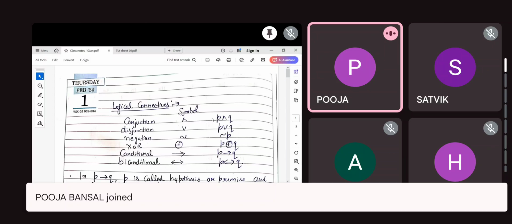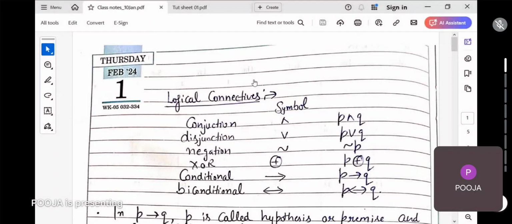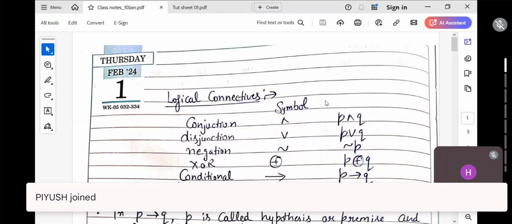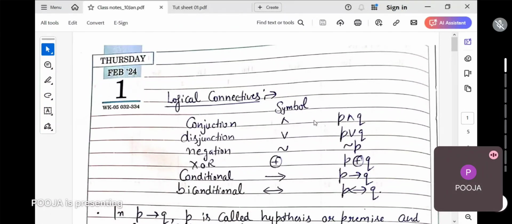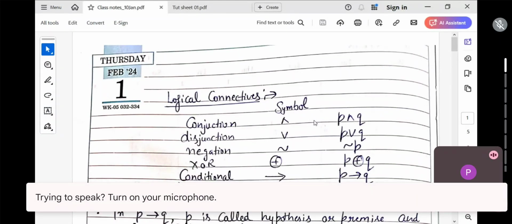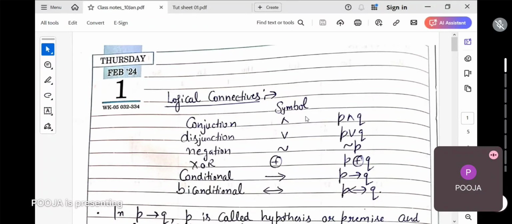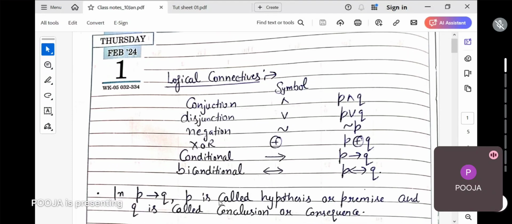Screen is visible to you? Okay. So in the last class, we have studied the logics and proofs, what we mean by discrete structure, and some basic things like logical connectives and propositions. Today I will start with a basic briefing. These were the six logical connectives that we have studied: conjunction, disjunction, negation, exclusive or, conditional, and biconditional. All the logical connectives we have studied with the help of truth tables only.